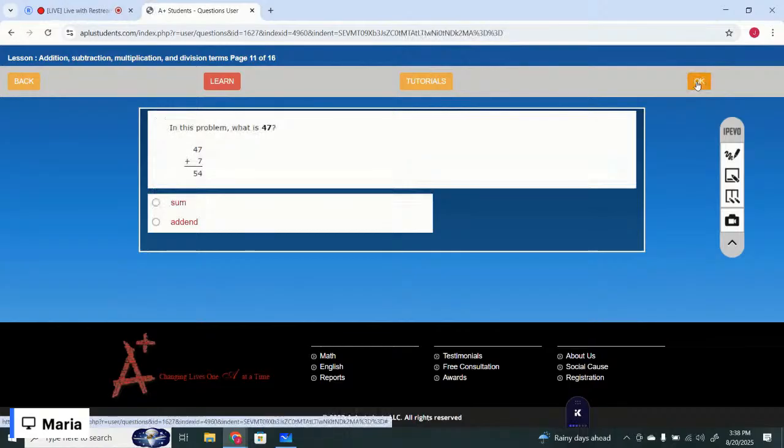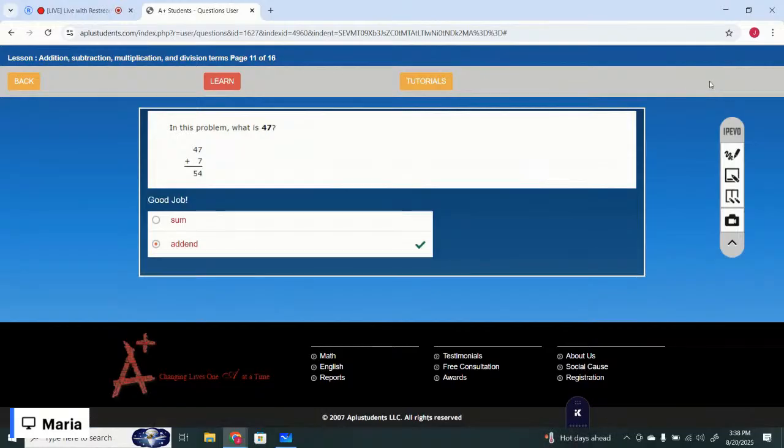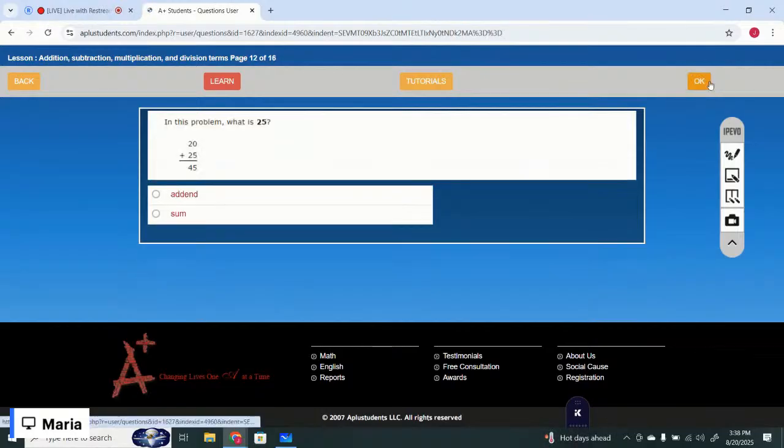In this problem, what is 47? So when adding, both the numbers are added, right? 47 is the addend. In this problem, what is 25? Addend, it is the correct option.